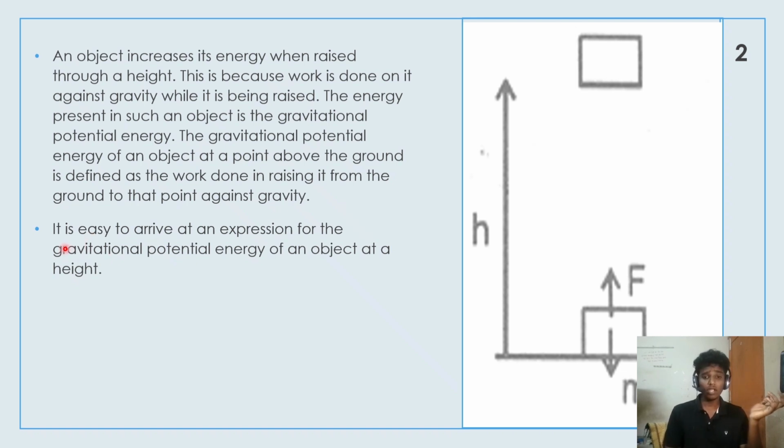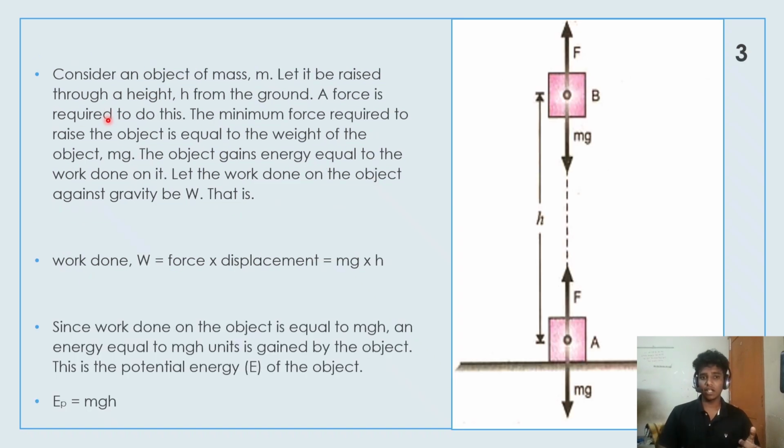Then it is easy to arrive at an expression for the gravitational potential energy of an object at a height. I think up to this it's clear. Then we will be moving towards the expression for that. So let's consider an object of mass m. Here, this object can be classified as mass m, and we are raising it to a height.